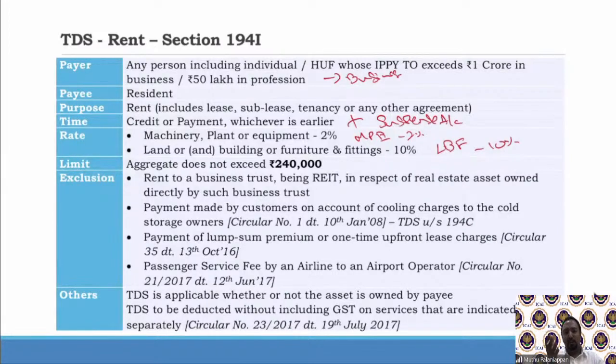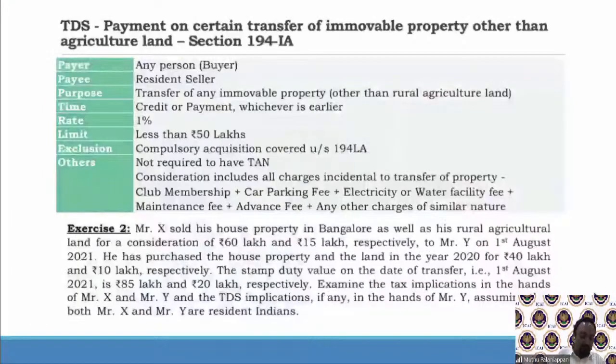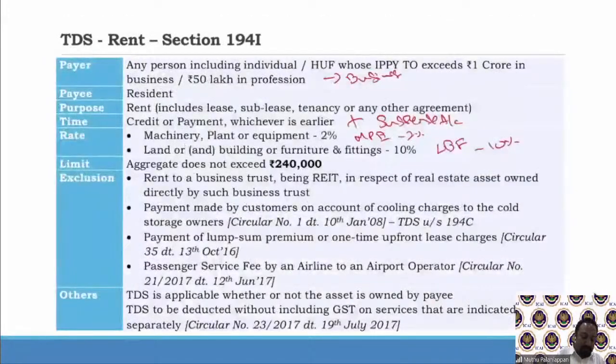It is, let's say, 2,40,000 per annum. That is nothing but close to 20,000 per month. So if your aggregate does not exceed 2,40,000, when you say aggregate, you are saying in total throughout the year, if you are paying more than 2.4 lakhs, TDS under 194I is applicable. There are specific exclusions, like in many other sections.